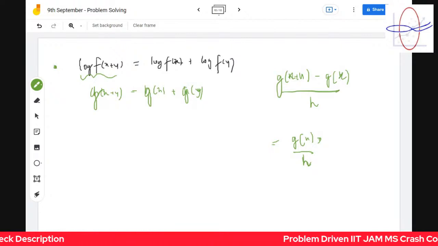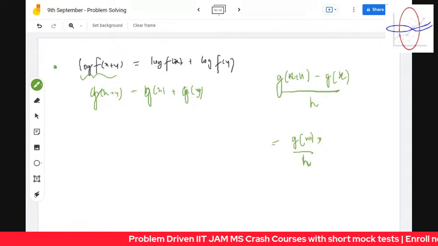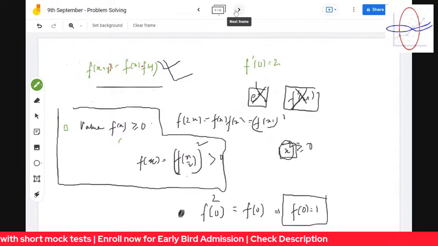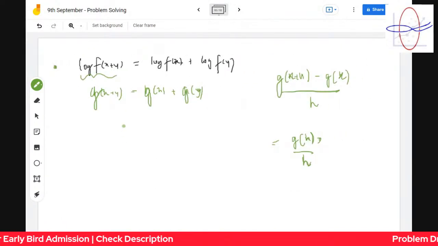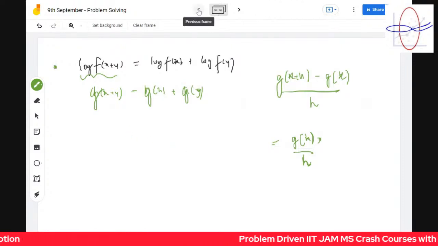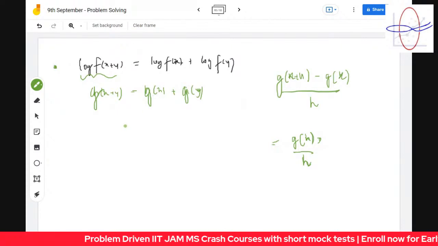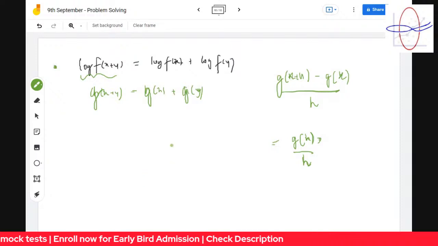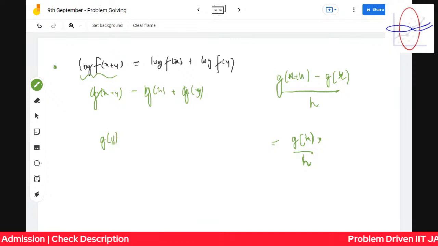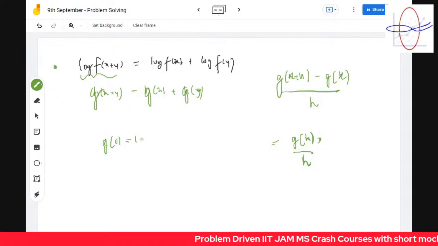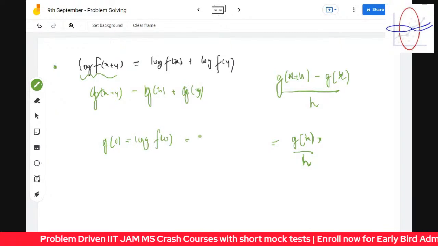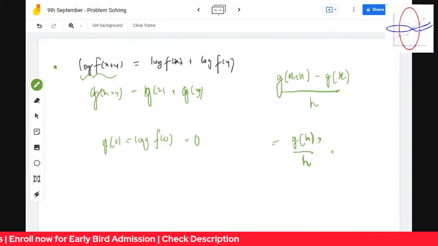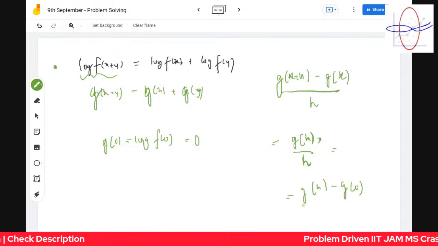Right? And can we find out f dash of 0 from here, that is g dash of 0? Is it possible? What is g dash of 0? Can you just tell me? Let's understand g dash of 0. So first, what is g of 0, guys? g of 0 is log of f of 0. What is f of 0? f of 0 is 1. So g of 0 is 0. So you can write it as g of h minus g of 0 by h.